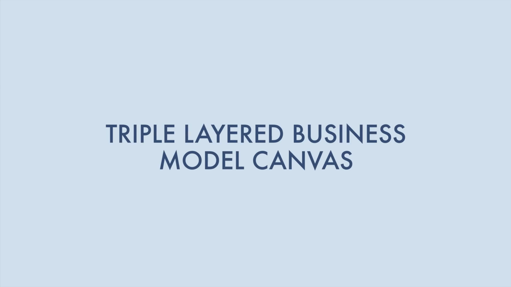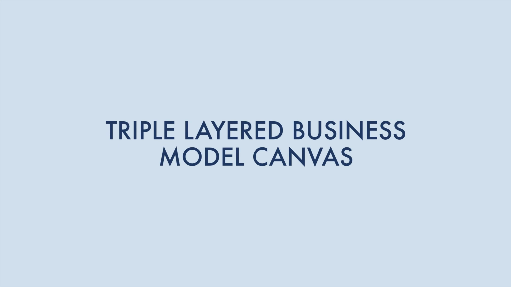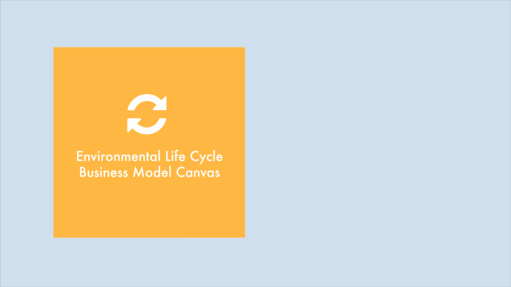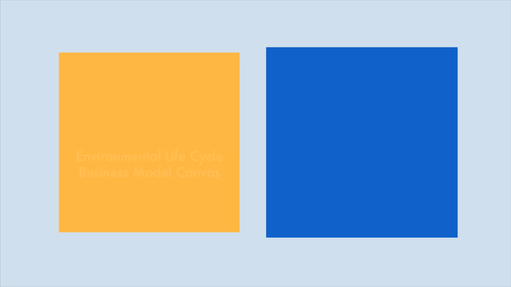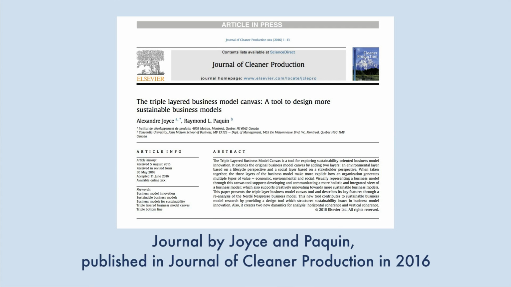There is an extension to Business Model Canvas called Triple Layered Business Model Canvas. In Triple Layered Canvas, 2 more layers are added on BMC, which are Environmental Life Cycle Business Model Canvas and Social Stakeholder Business Model Canvas. This tool allows you to design a more sustainable business model. If you take into account a more complex business model, chances are you make it more sustainable. Find out more in the paper by Joyce and Paquin, published in Journal of Cleaner Production, in 2016.